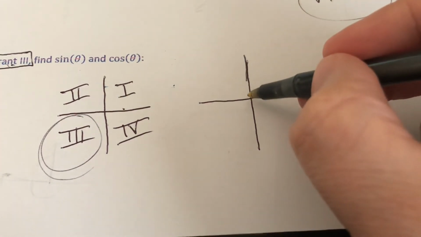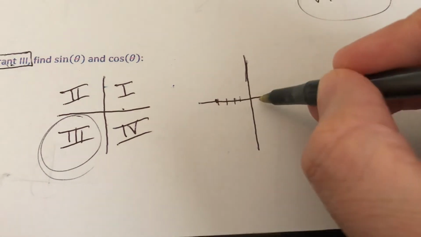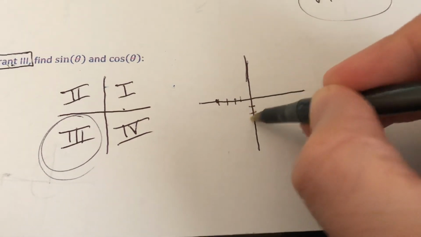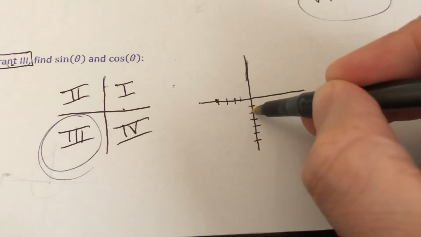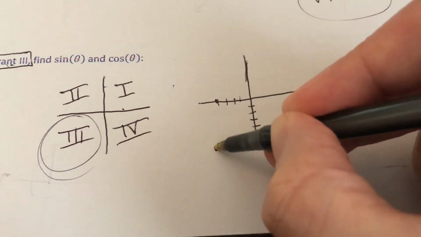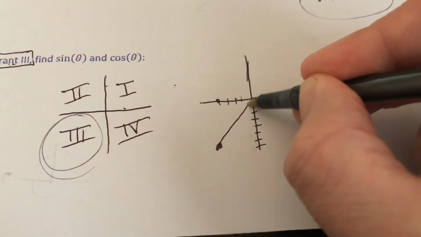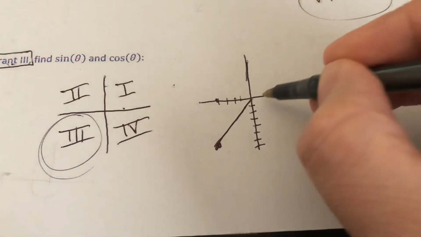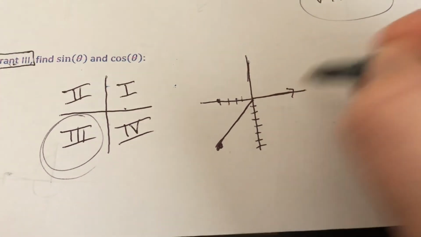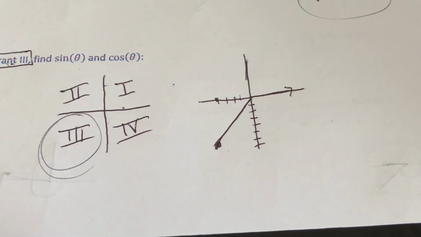So my x value is still 4. It's just 4 in the negative direction. My y value is 7 in the negative direction: 1, 2, 3, 4, 5, 6, 7. So we end up down here. This is my terminal side right here. That's my terminal side. Here's my initial side. Now when we go to draw our triangle, we're in quadrant 3 now.